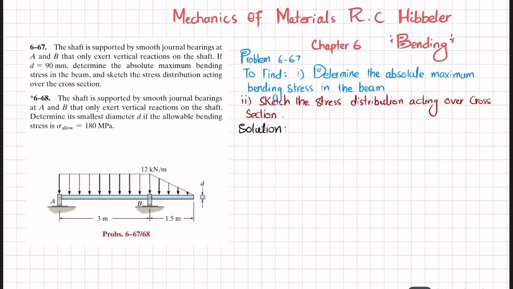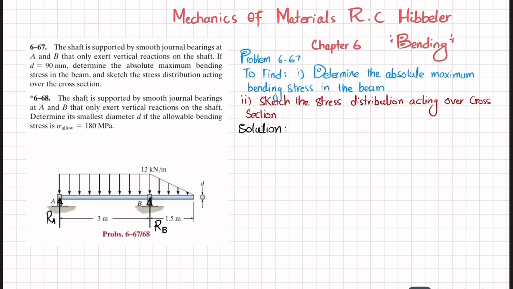So the first step is that if you remove this journal bearing at point A, there will be a reaction force exerted by the bearing on this shaft, which is Ra, and similarly if you remove the bearing at B, there will be reaction force Rb. So first we will find this Ra and Rb by using equations of equilibrium.